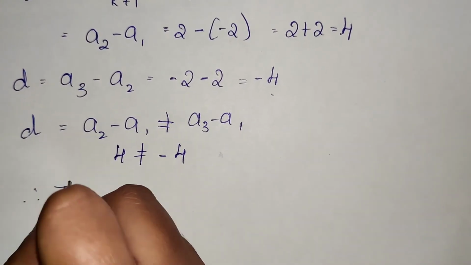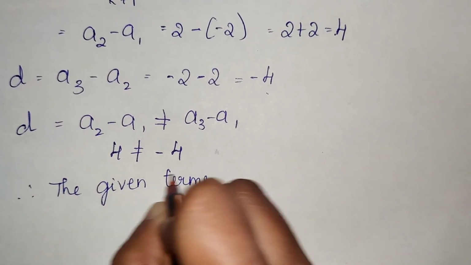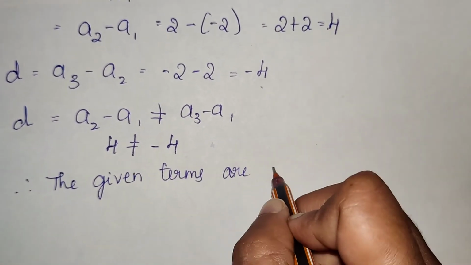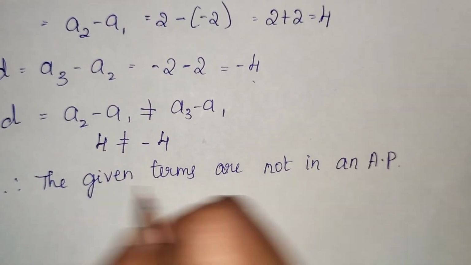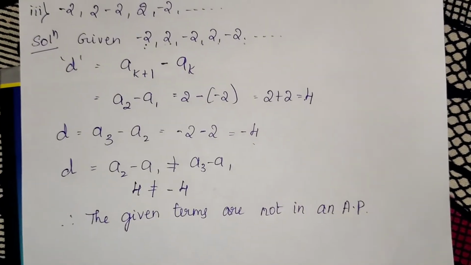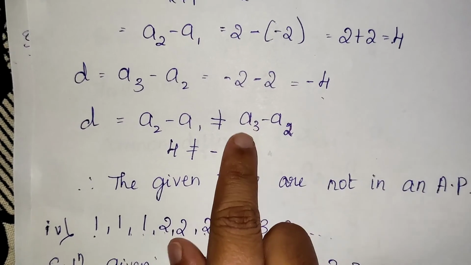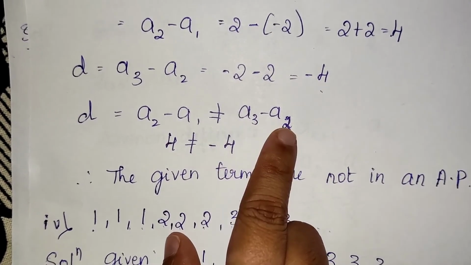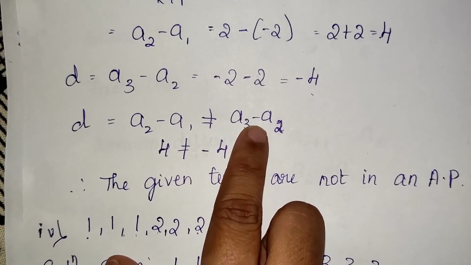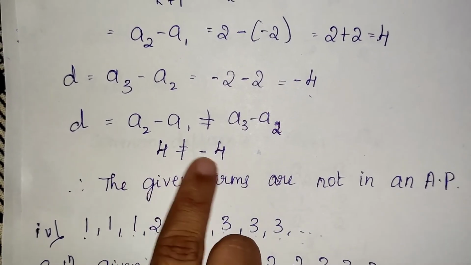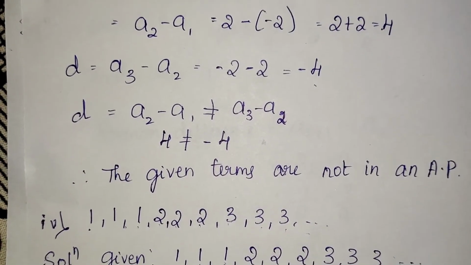Therefore the given terms are not in an AP. So when the terms are not in an AP, you don't need to find the other two terms. Okay. So I had written A3 minus A1. No, it is A3 minus A2, children. So we are taking A2 minus A1, it is not equal to A3 minus A2, and 4 is not equal to minus 4. Therefore, the given terms are not in an AP.